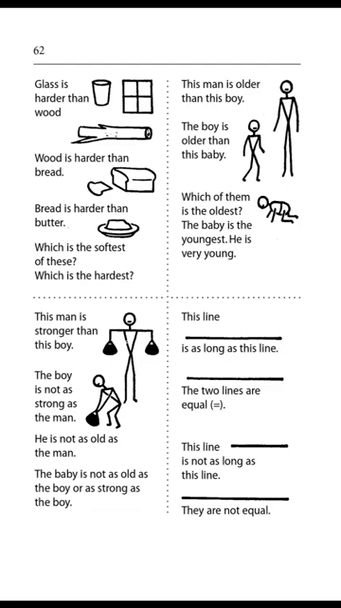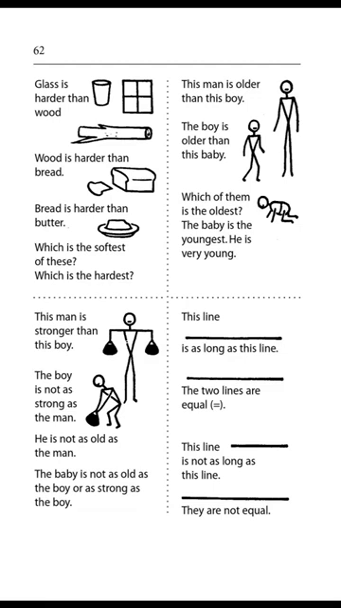This man is older than this boy. The boy is older than this baby. Which of them is the oldest? The baby is the youngest. He is very young. This man is stronger than this boy. The boy is not as strong as the man. He is not as old as the man. The baby is not as old as the boy or as strong as the boy.